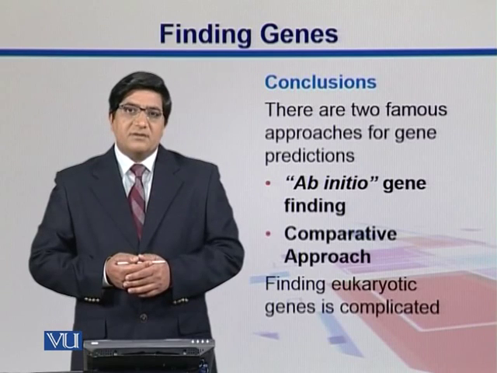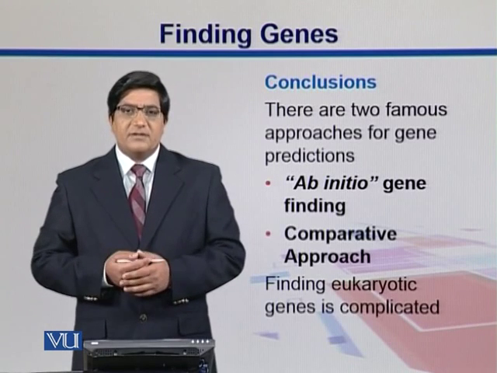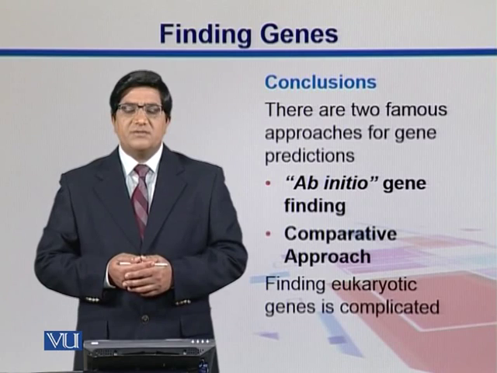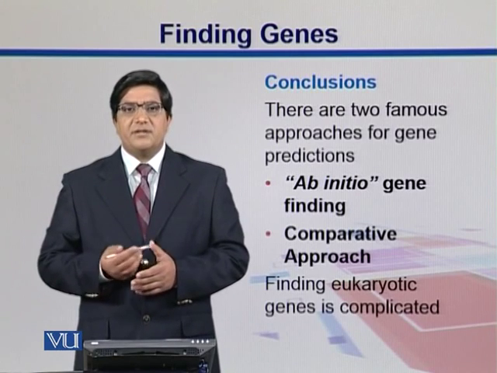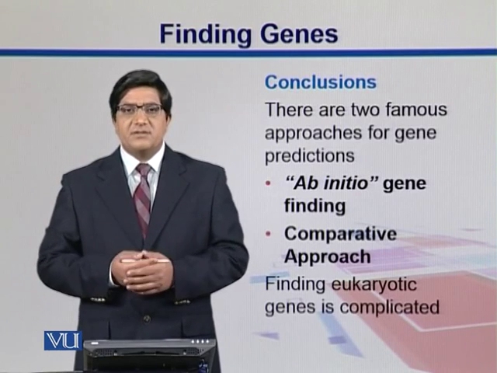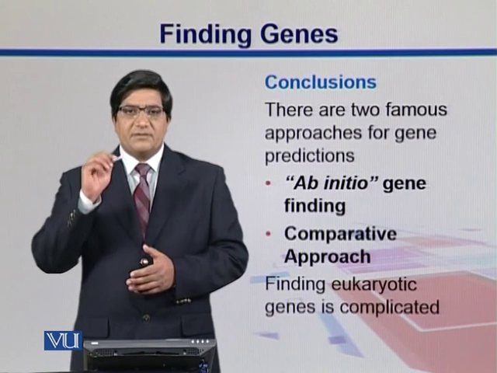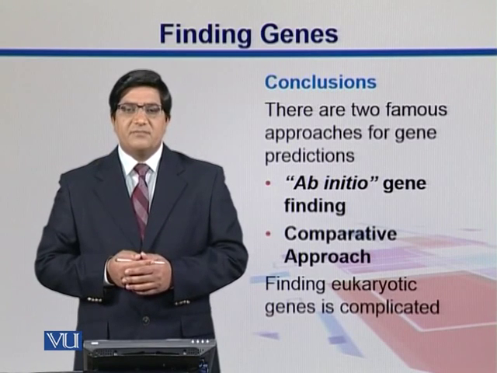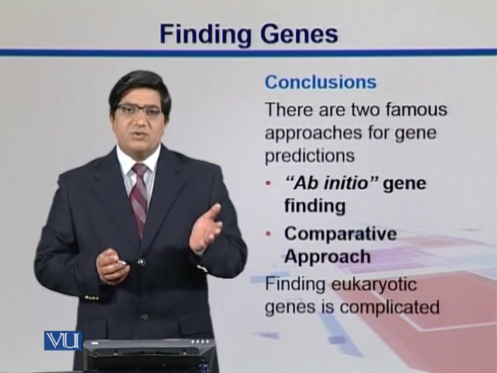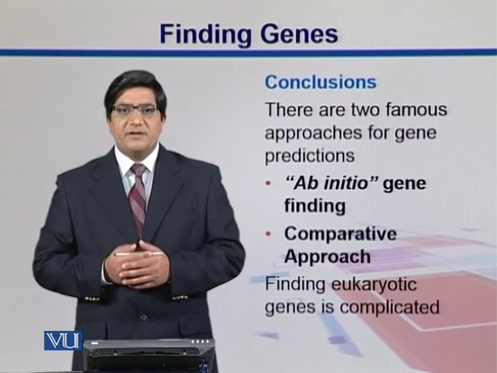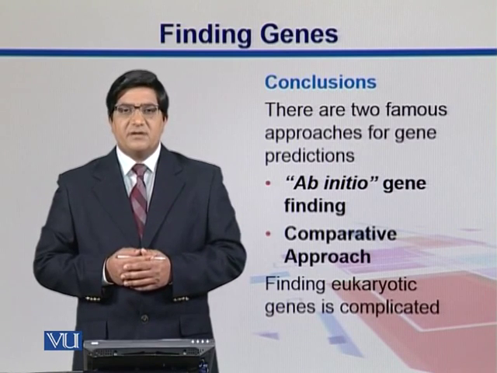So in this section, what we have seen is that there are two approaches with which we can do gene prediction. One of them is ab initio, where you start from scratch and try to get the patterns directly from that sequence. If you are comparing with some known genes, that approach is called comparative. And gene finding is not an easy task.